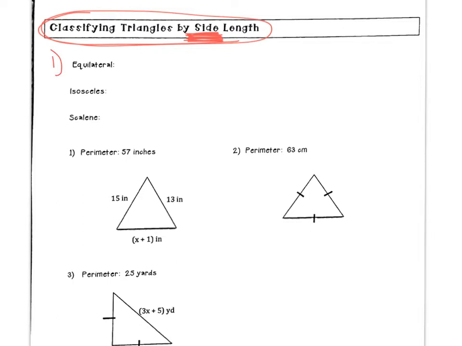An equilateral triangle has three congruent sides. All three sides are equal in length. Okay? All three are equal in length. That's what congruent basically means. Same size, same shape.